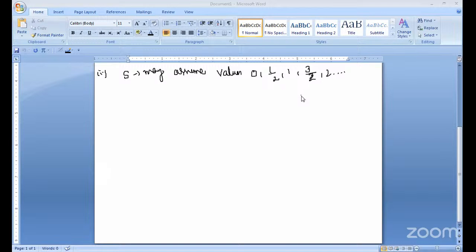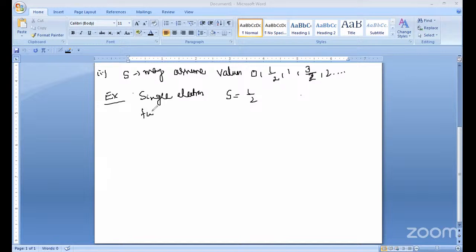Suppose we take an example to study this spin. Suppose an atom contains a single electron. When you have a single electron, S can have only the value half.